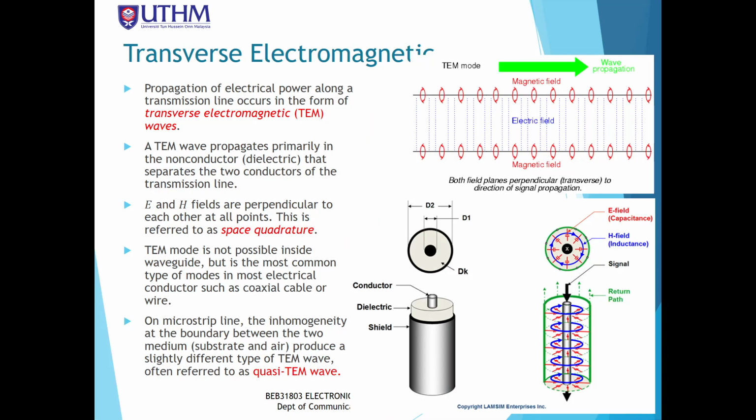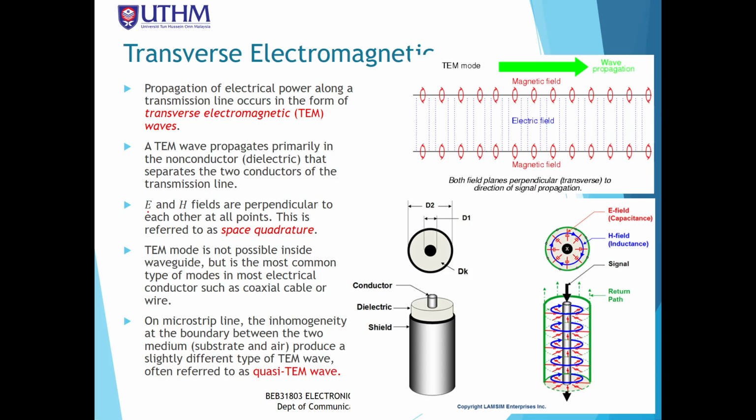So for TEM modes, propagation of electrical power along the transmission line occurs in the form of transverse electromagnetic waves. A TEM wave propagates primarily in the nonconductor dielectric that separates the two conductors of the transmission line.